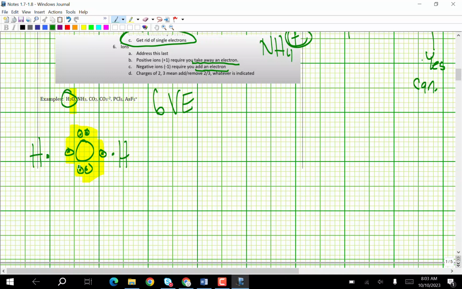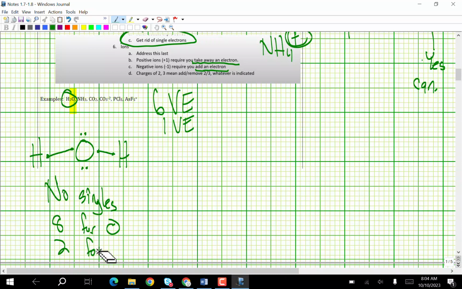It didn't really matter where I put them. It should be north, south, east, and west, top, bottom, left, and right. It didn't matter where you put them, but wherever you put your single electrons, that's where bonds are going to form. That's why I really like focusing on putting this on here first. Hydrogen has 1 valence electron. I aim my singles at each other, and I sing, connect the dots, la, la, la. I have no singles. I won, okay? I have 8, and I have 2. 8 for oxygen, 2 for hydrogen.